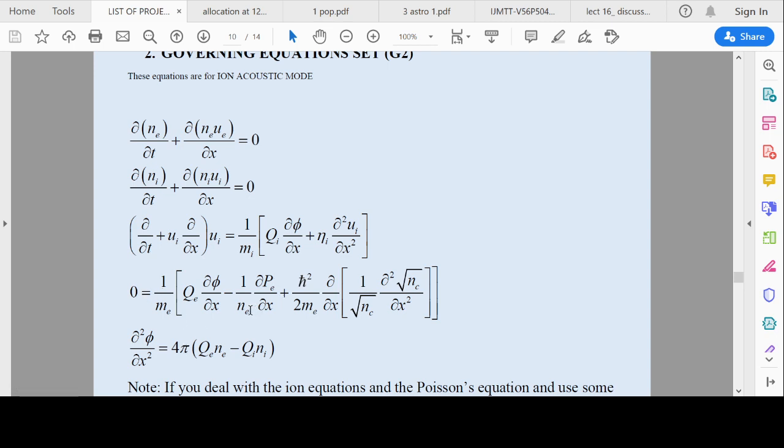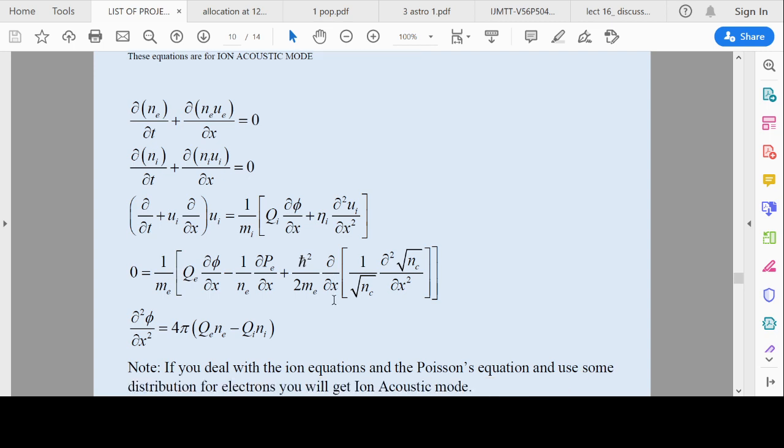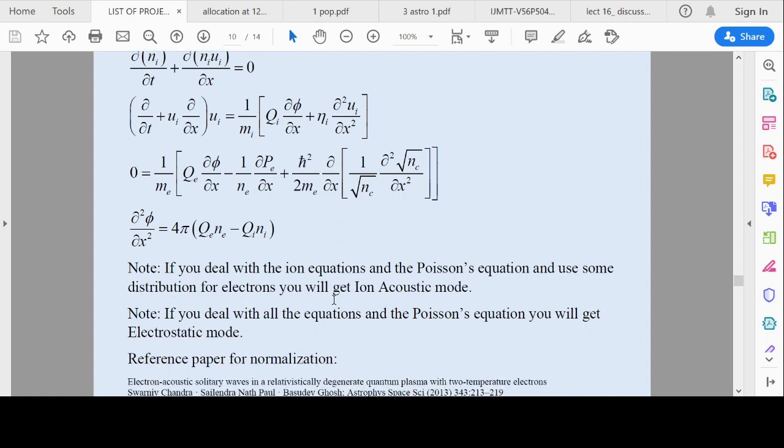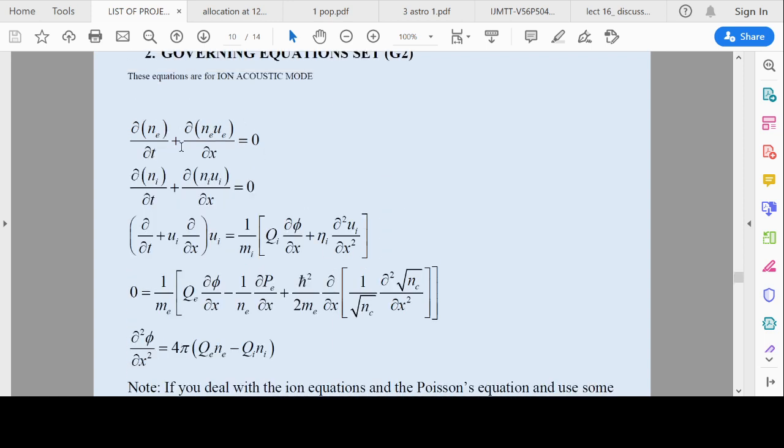But provided when dealing with the ion equations, this and this, you don't take these electron equations. But if you're going for an electrostatic mode, remember, if it's an electrostatic mode, then you consider both the ions and electrons. So take the 5 equations and solve them simultaneously.